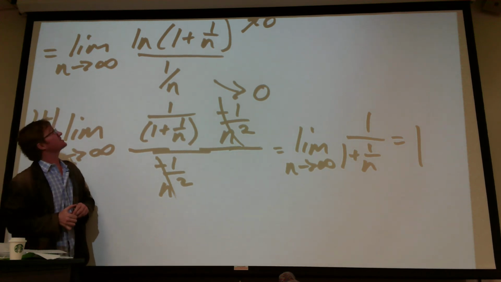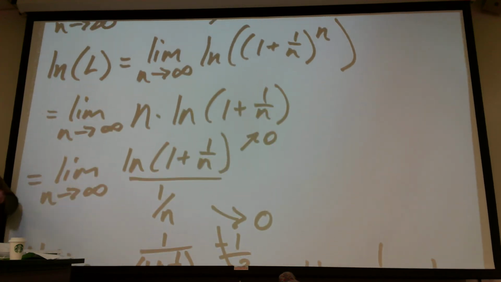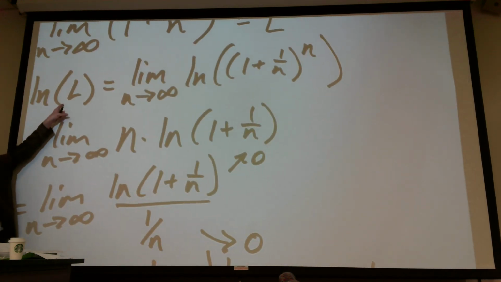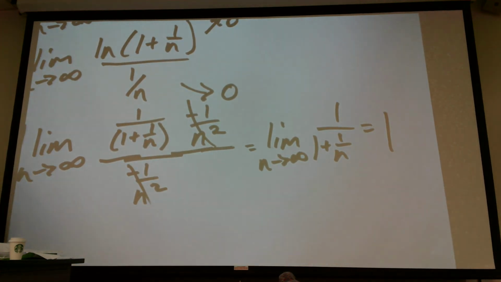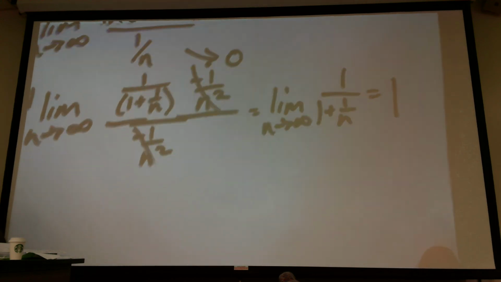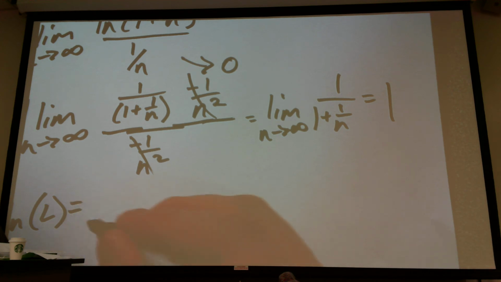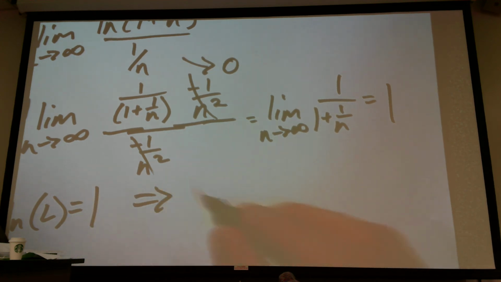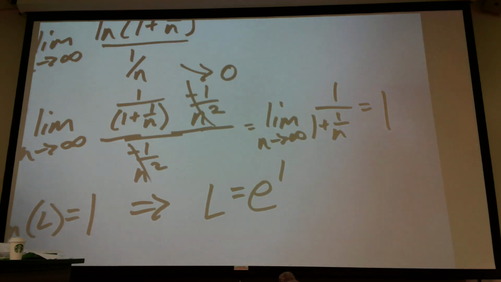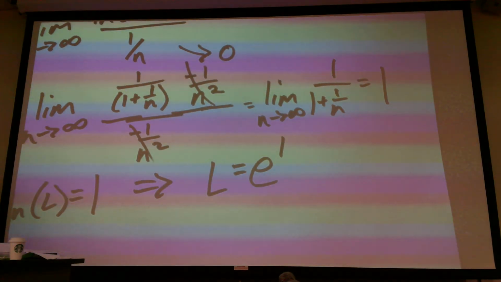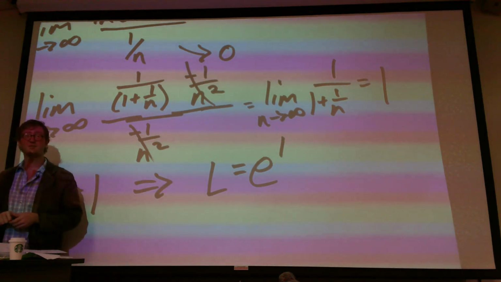Okay, so once again, think that this is a long statement saying that the natural log of L equals 1. Okay. Well, the natural log of L equals 1 implies that L is going to equal e to the 1. And so that's how we get the limit as n tends towards infinity of 1 plus 1 divided by n equals e.